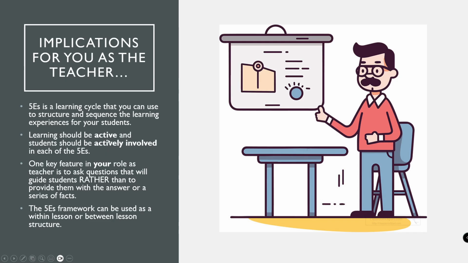So what are the implications for you as a teacher in all of this? Well, the 5 E's is a cycle that you can use to structure and sequence your lessons. Instead of intro, body, conclusion, you've got engage, explore, explain, elaborate, evaluate. You don't need to have all of them in the lesson. You could have an engage, explore lesson, an explain, elaborate lesson, an evaluate lesson. It's up to you. You've got those 60 minutes, do with them what you see. But the learning should be active, and the student should be actively involved in each of the 5 E's.